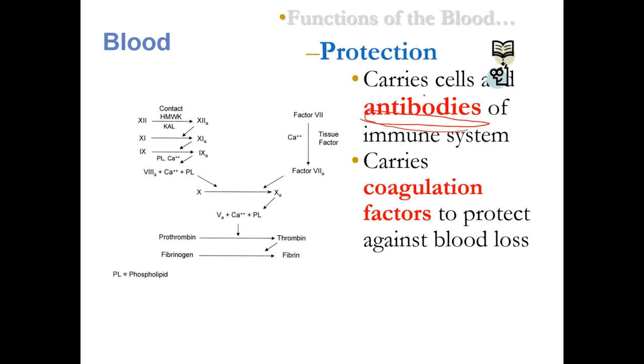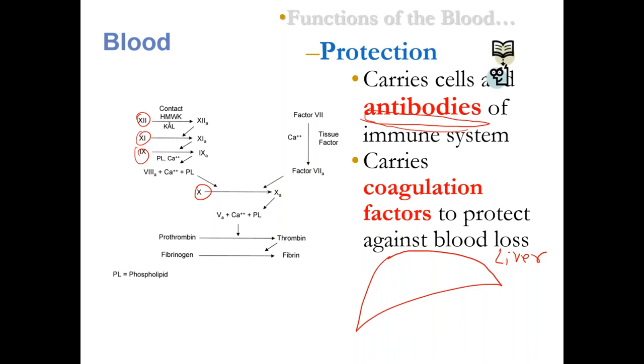Then we have the coagulation factors. Remember, the coagulation factors are produced by the liver. For example, factor 13 to 12, 12 to 11, 11 to 10, then 9, 8, 7, 6, 4, and 5.